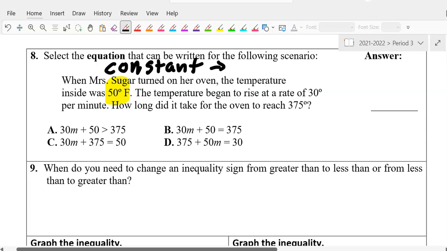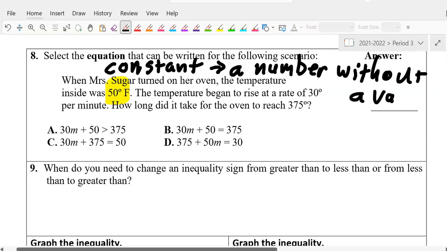A constant means it's what? Number without variable. Right, it's a number all by itself without a variable. So do all the choices have a 50 all by itself without a variable? No. So what can we do? Cross out D. Yeah, we can cross off D, the fourth one, because it has 50M. 50M is definitely not our answer.